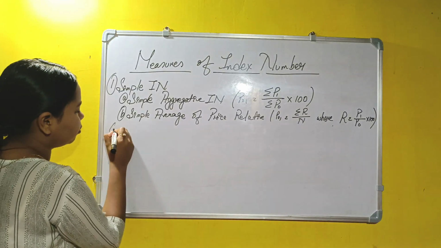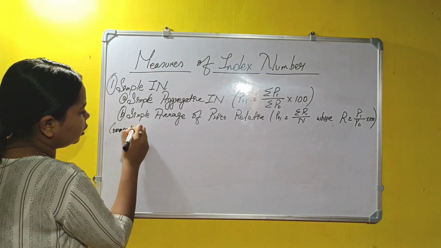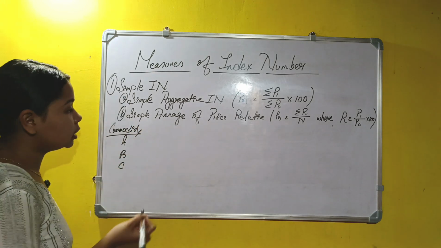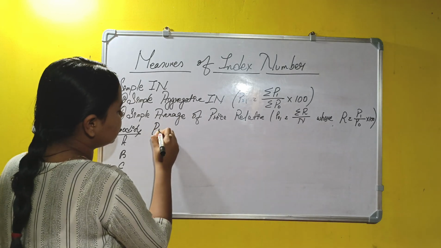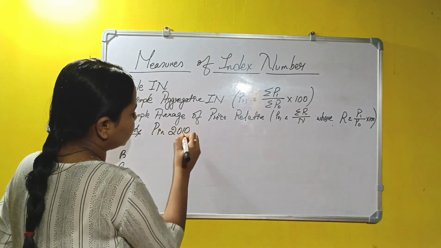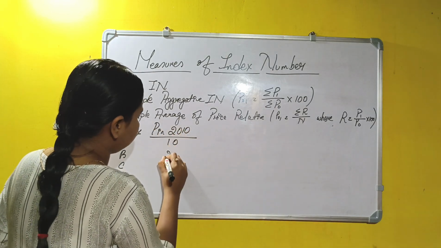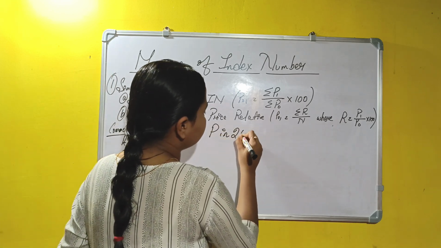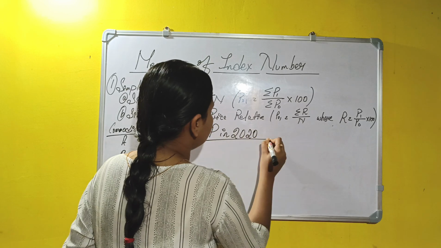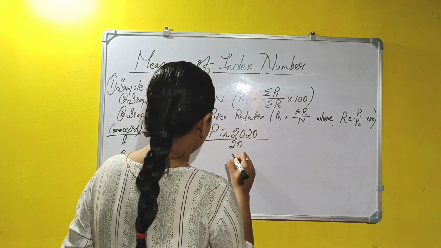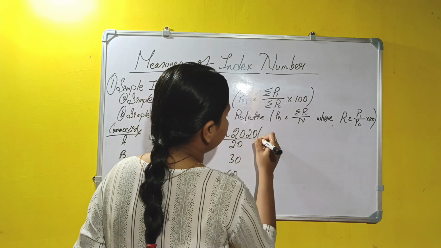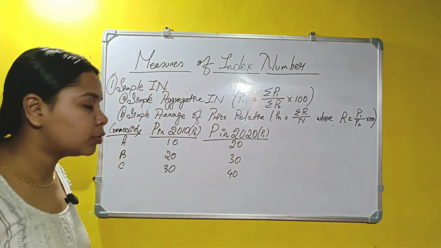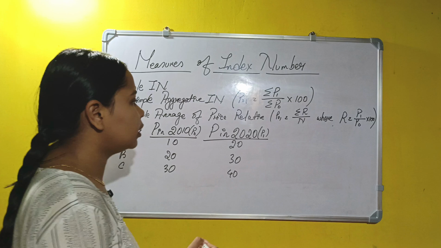Let's take one more example for the next question. Let's take again three commodities, then price in 2010, 10, 20, 30, then price in 2020, that is 20, 30, 40. Here it will be P1, here it will be P naught, right? This is what we have done, this is clear, I think.